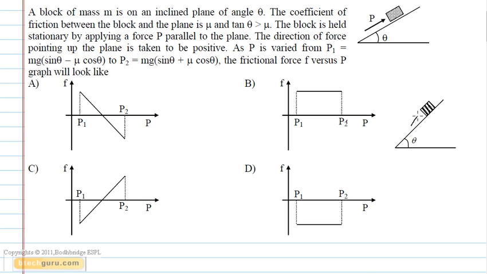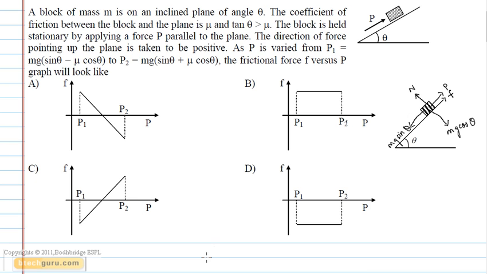Let us first find out the forces acting on the block. mg sin theta will act in the downwards direction along the inclined plane, and the force P will act in the upwards direction along the surface of the plane. It is given in the question that tan theta is greater than mu. Therefore, the block will have a tendency of sliding downwards. Hence, the frictional force will act in the upwards direction along the surface of the inclined plane.